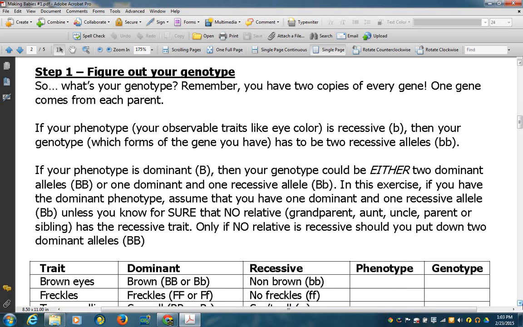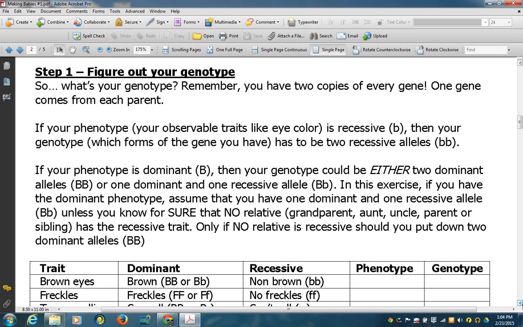So, figure out your genotype. What's your genotype? Remember, you have two copies of every gene. One gene comes from each parent. If your phenotype, your observable trait, like eye color, is recessive, lowercase b, then your genotype, which forms of the gene that you have, will be two recessive alleles, two lowercase b's. If your phenotype appears to be dominant, then your genotype will be either homozygous dominant, or it could also be heterozygous, in which case it'll be dominant and recessive.